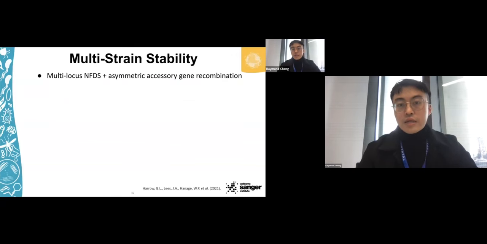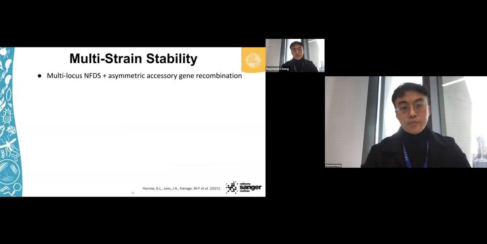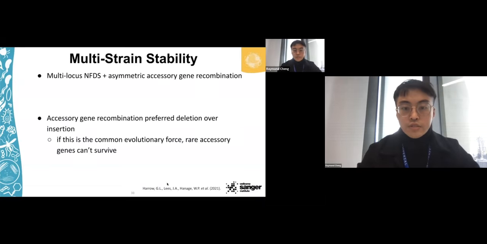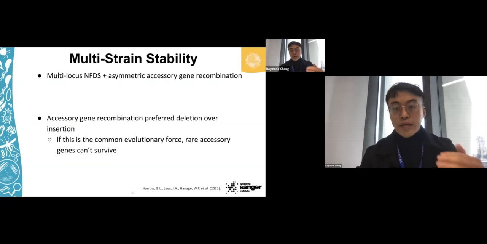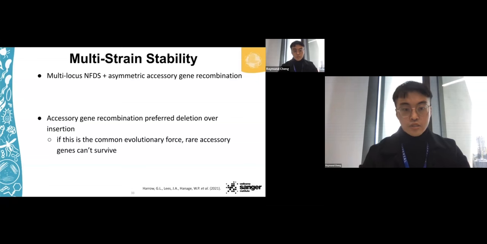And also, there are lots of bacteria that are very recombinogenic. Pneumococcus is one example. So people will also wonder how the NFDS interacts with the horizontal gene transfer or the accessory gene recombination. So this paper shows that the accessory gene recombination will prefer deletion over insertion. So there's an asymmetric rate. Usually, one isolate will have more deletion than gaining new gene elements from insertion.